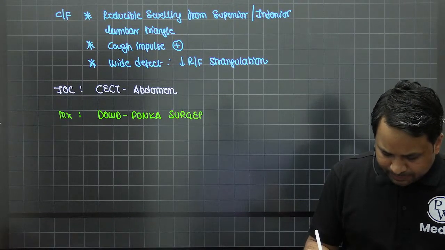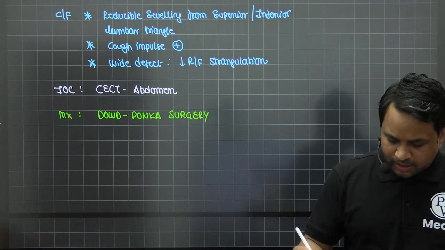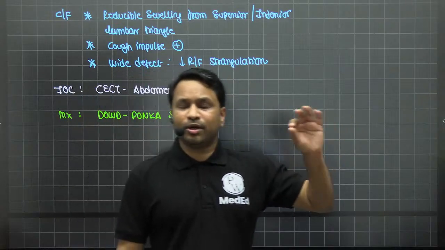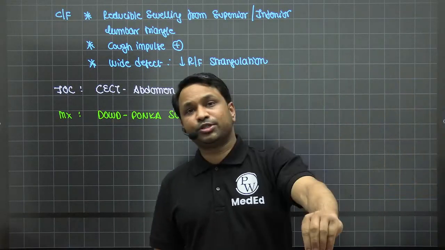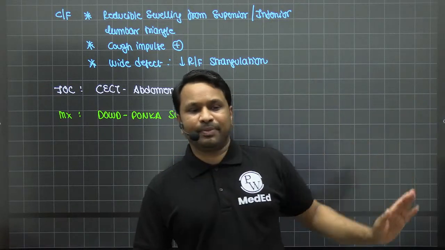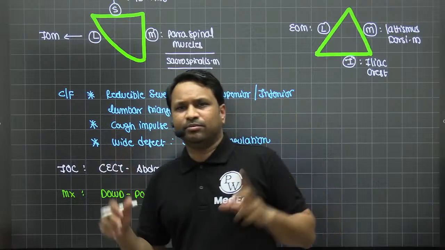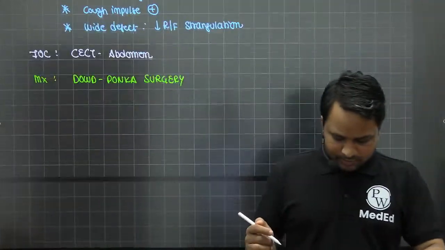So the basic steps are still the same. Nothing changes. In the Dowd-Ponka surgery, you give an incision over the swelling, identify the sac, open the sac, reduce the content, remove the excessive sac or reposition it back, put a mesh and repair it back. That's what we do in the Dowd-Ponka surgery also, just for the sake of the name, to give you a little bit of ooh-ah. That is what has been put across here.